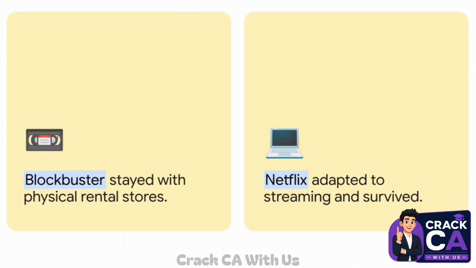Blockbuster built their entire empire around physical video rental stores. When streaming tech arrived, Netflix adapted their business model to fit it. Blockbuster didn't, and they completely collapsed. Same thing with Nokia, right? They failed to move fast enough into touchscreen technology, which gave Samsung the perfect opening to just swoop in and become the market leader.